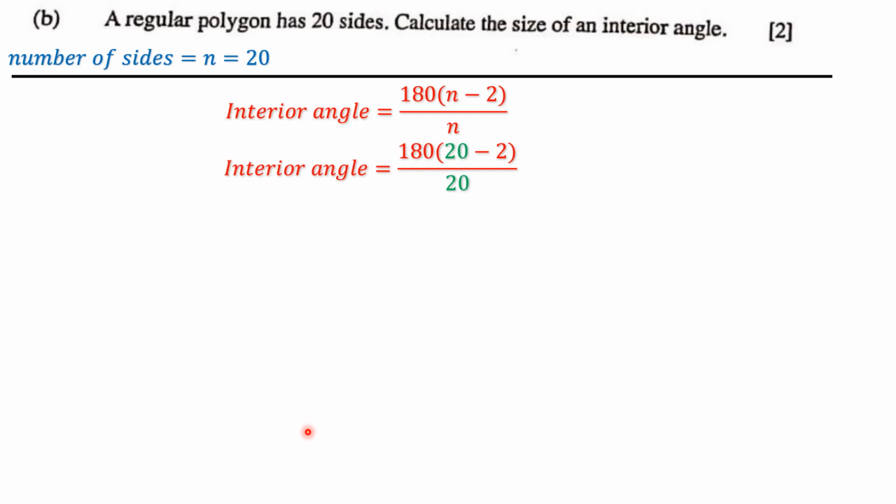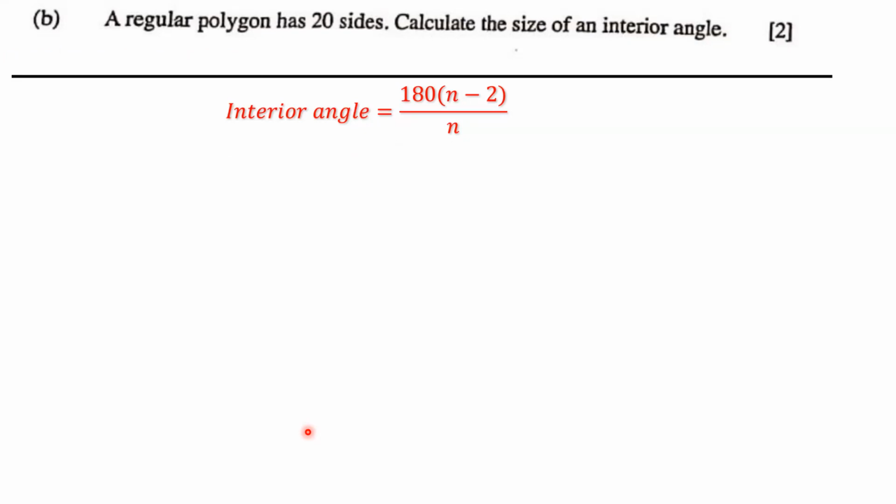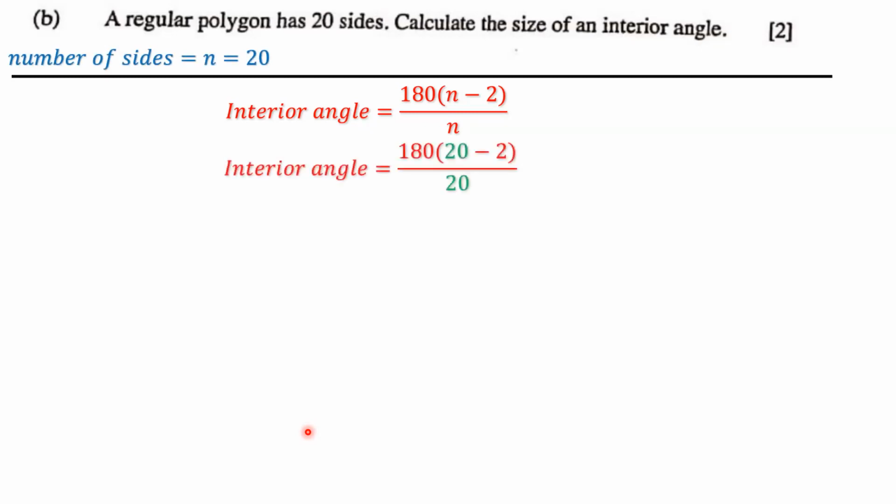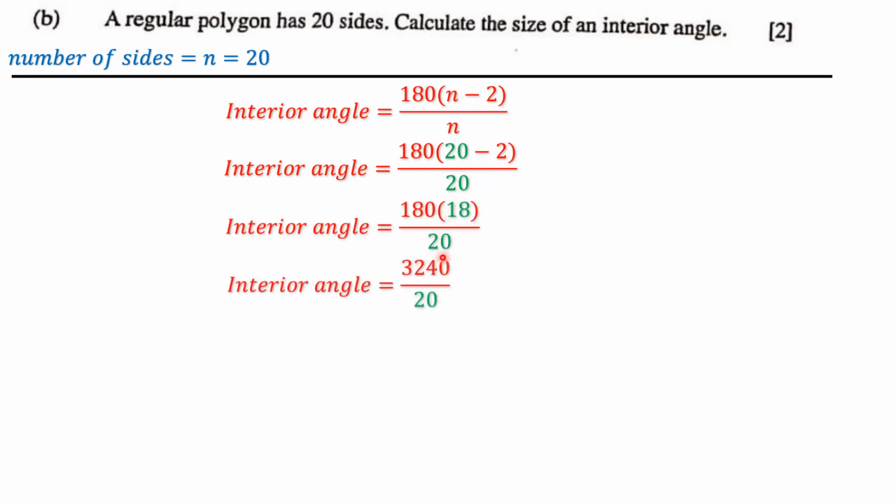Let's subtract. We have 20 minus 2, not multiplied. So 20 minus 2 is going to be 18. And so 180 multiplied by 18 is going to be equal to 3,240 all over 20.